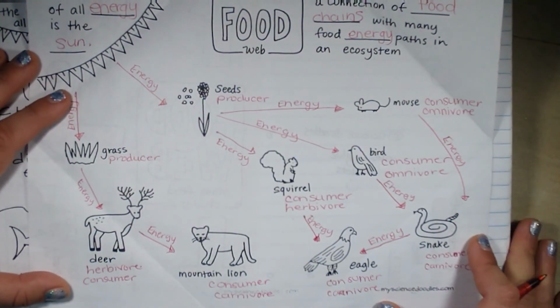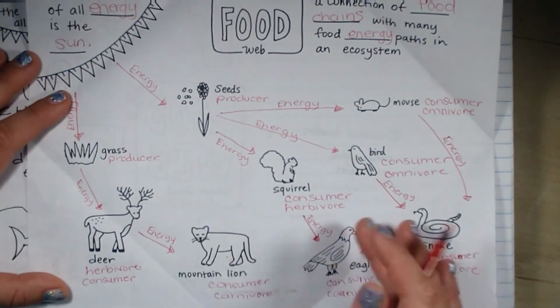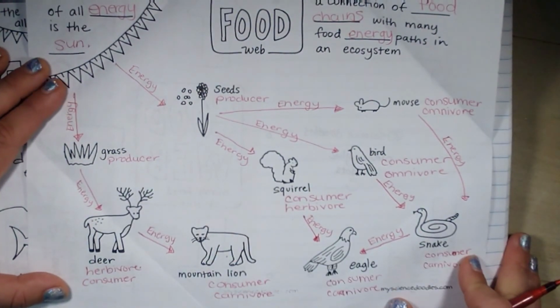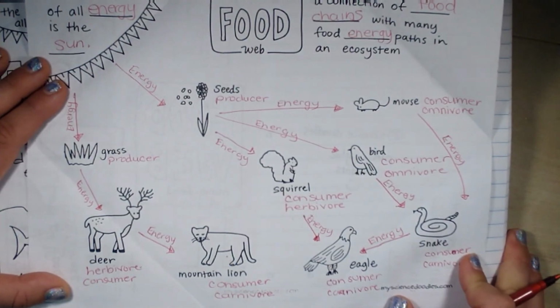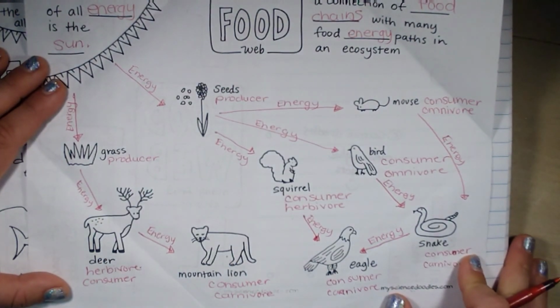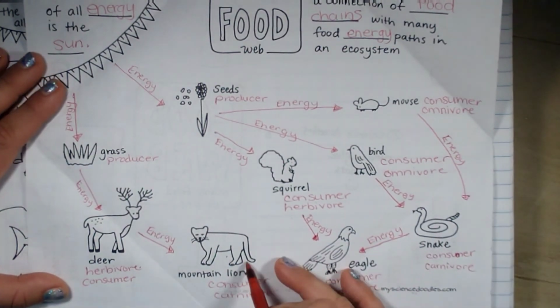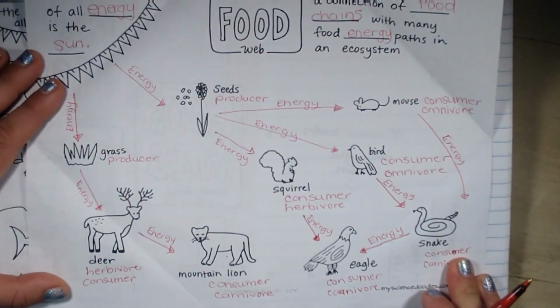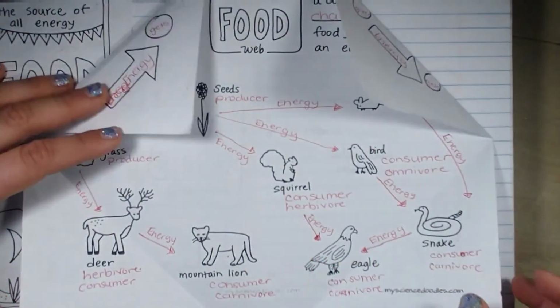Now, when we have animals that do not have, like these, they're called apex predators. That means that they do not have any other animals that hunt them, and they're the top of the food chain. So that is our food chain lesson.